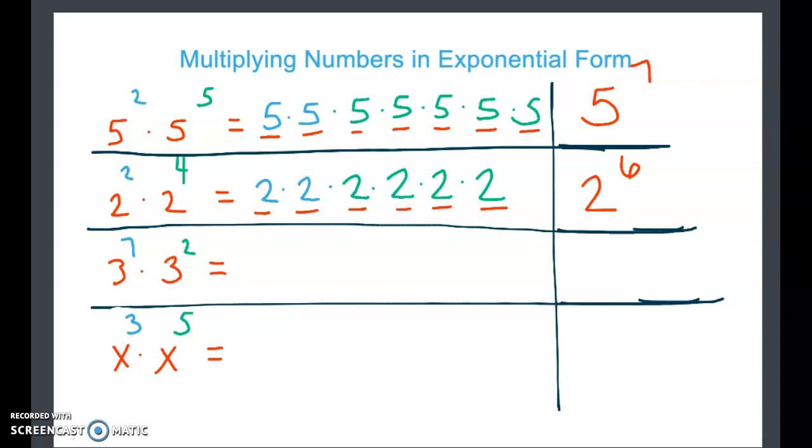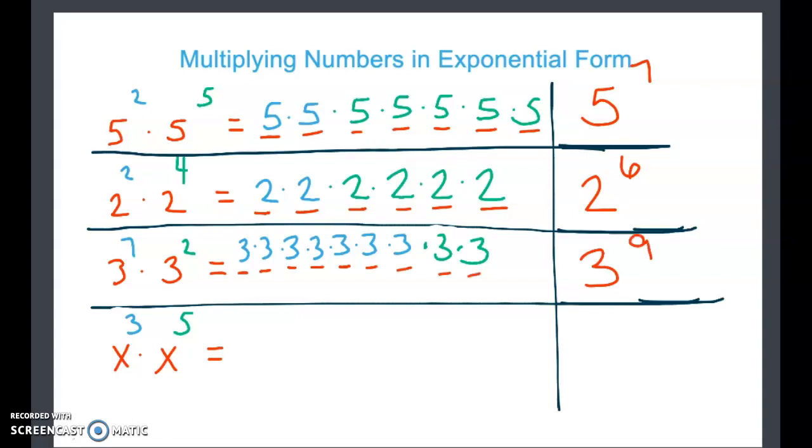In this third example, we have 3 to the 7th power. So that would be 7 copies of 3 being multiplied by each other. And then we have 2 copies of 3 also being multiplied by it. So you can see that we've written 3, 1, 2, 3, 4, 5, 6, 7, 8, 9 times being multiplied by each other.